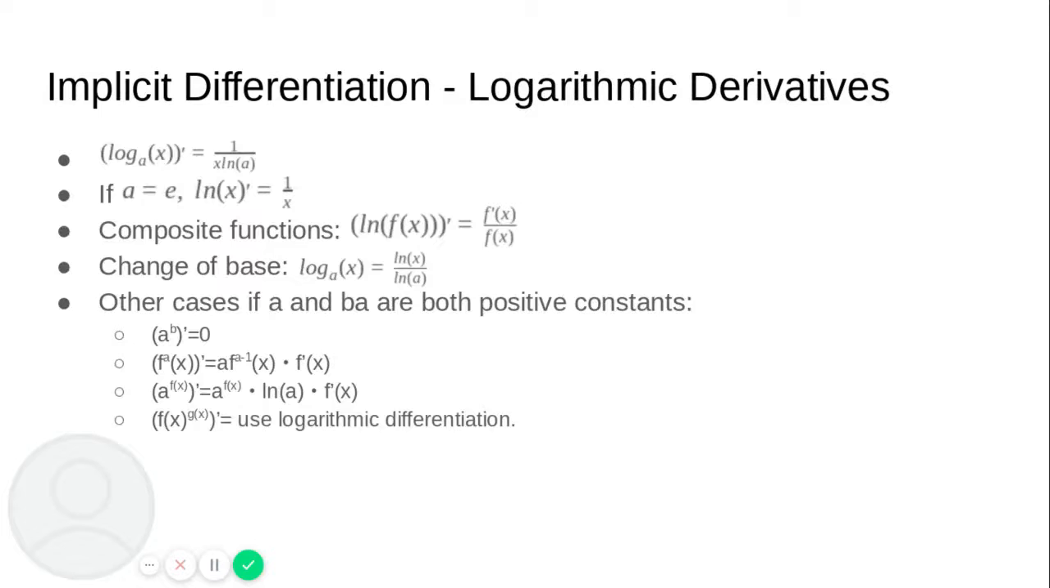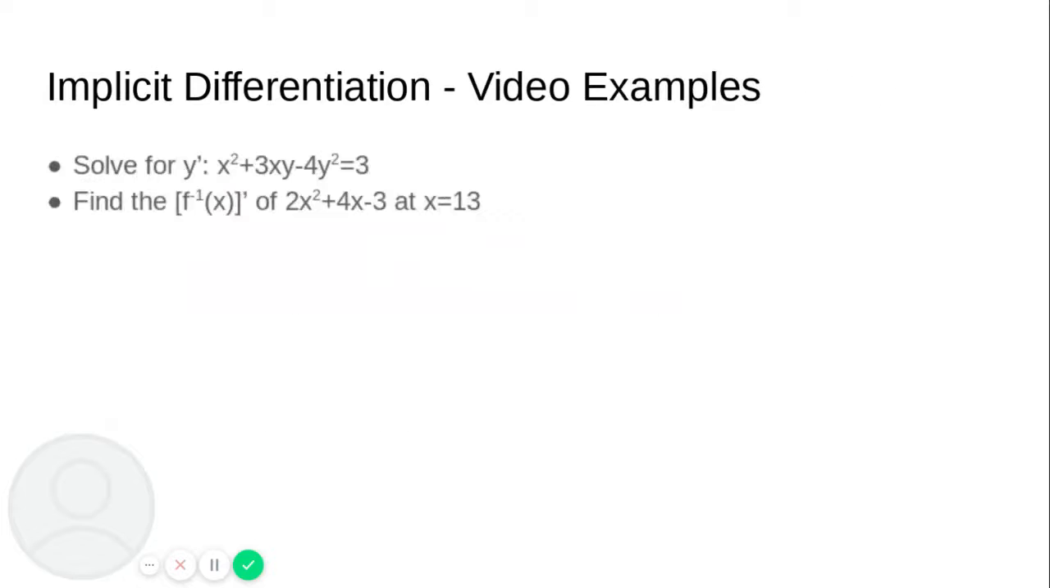And a change of base is sometimes useful when we want to change the base of a logarithm. So we can say log a of x is equal to ln x over ln a. There are also a few other cases which we won't look at in too much detail, but they're there if you need it. And just noting that last case, if you have a function exponent with an exponent of another function, then we want to use logarithmic differentiation, which we will talk about next lesson.